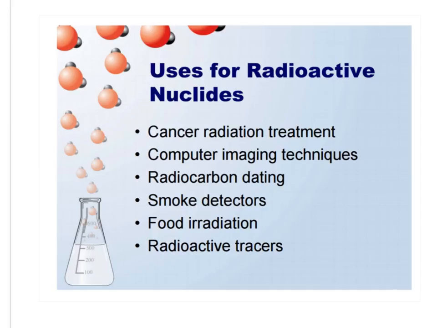That's a beta particle. All right, here's some uses for radioactive nuclides. So you don't always have to be frightened of radioactive things, okay? So cancer, they have radiation treatment that helps, computer imaging techniques, radiocarbon dating, smoke detectors detect radiation, food irradiation, it preserves the food longer so that people can eat. The food is traveling many distances from the farm, and if they didn't irradiate it, bacteria would grow. And then radioactive tracers, and this is like bio, where they can track molecules through your body.